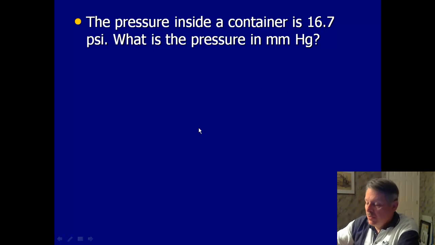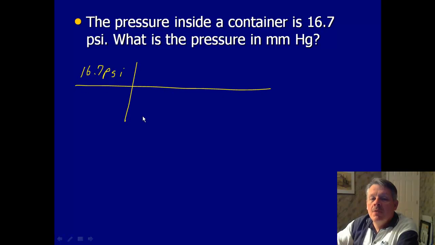All right, pressure inside a container is 16.7 psi. What is the pressure in millimeters of mercury? Well, do I have a conversion factor between psi and millimeters of mercury? Well, no, I don't. So how do I get there? Well, if I look at my chart, I can see that I can go from psi to atmospheres, and then I can go from atmospheres to millimeters of mercury.